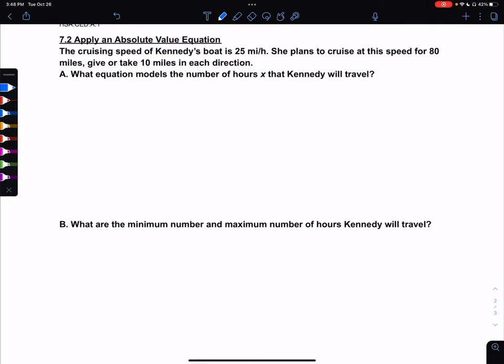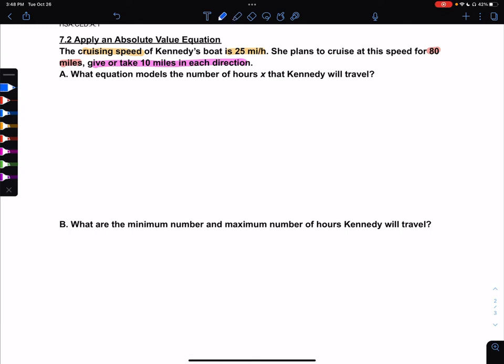Here we're going to look at topic 7, example 2, apply an absolute value equation. The cruising speed of Kennedy's boat is 25 miles an hour. She plans to cruise at this speed for 80 miles, give or take 10 miles in each direction. Okay, so we know that the cruising speed is 25 miles per hour. We are going to cruise at the speed for 80 miles and give or take 10 miles in each direction.